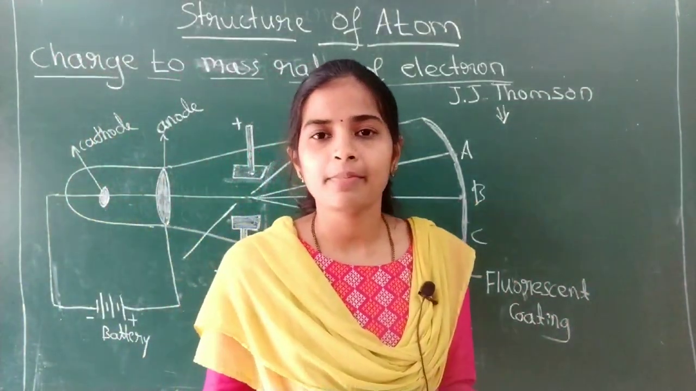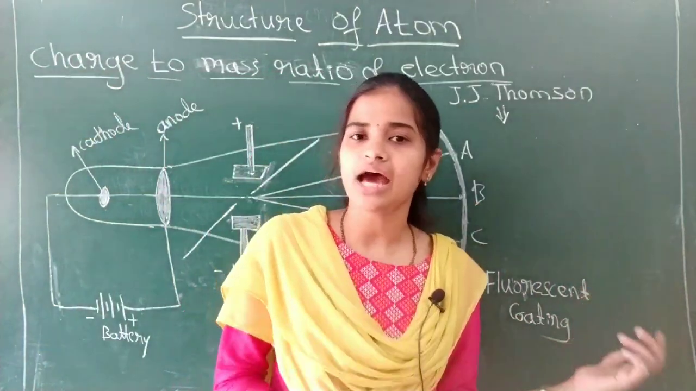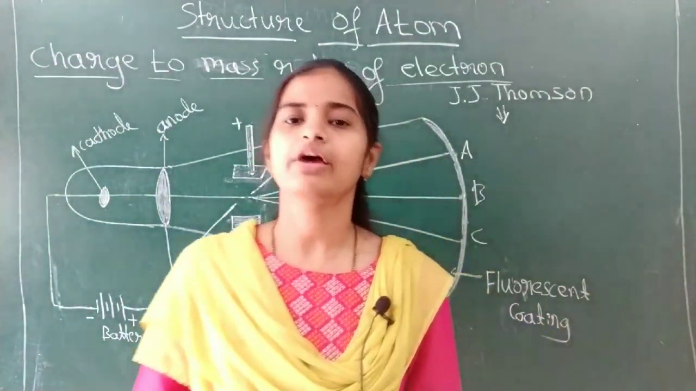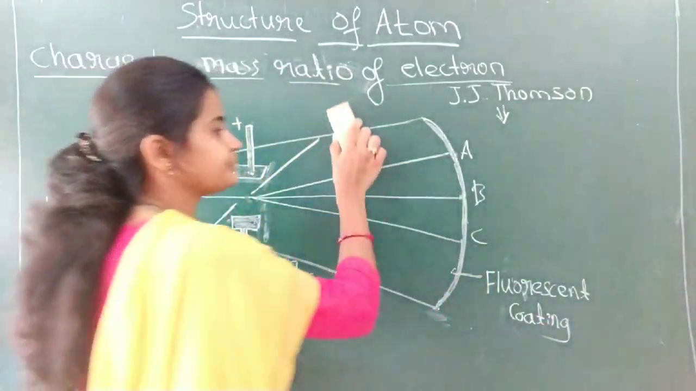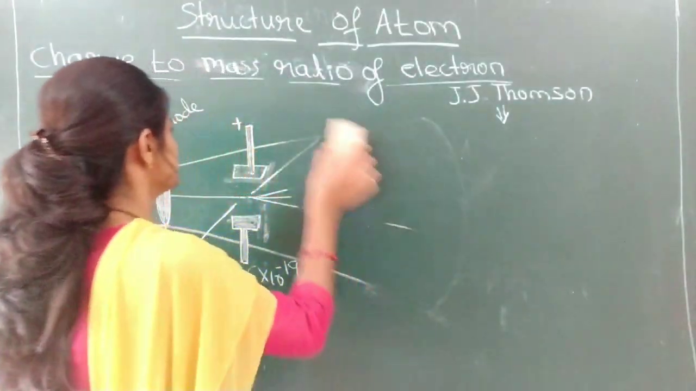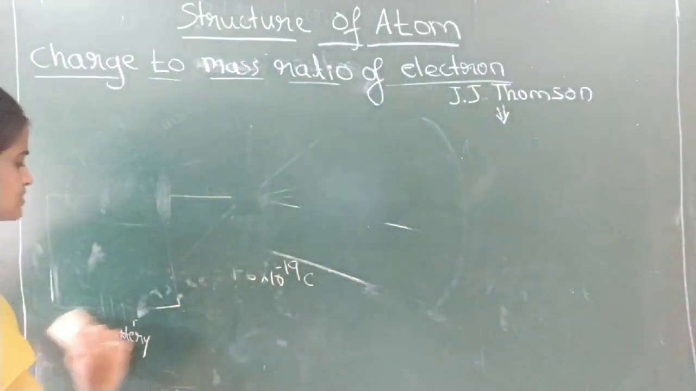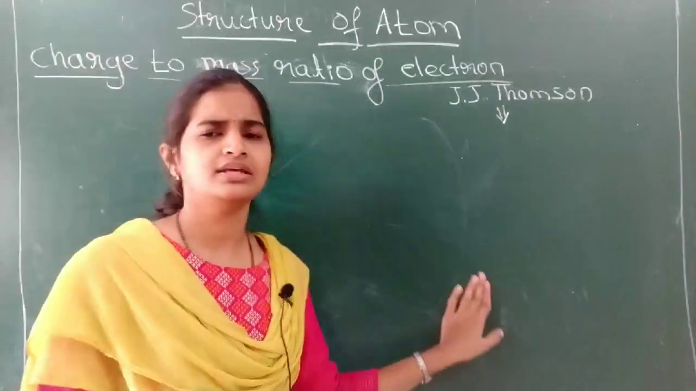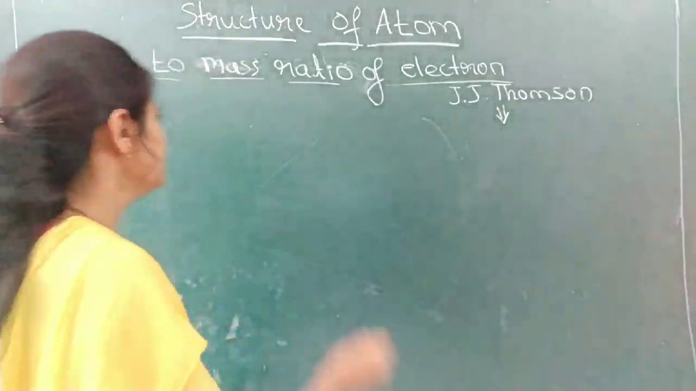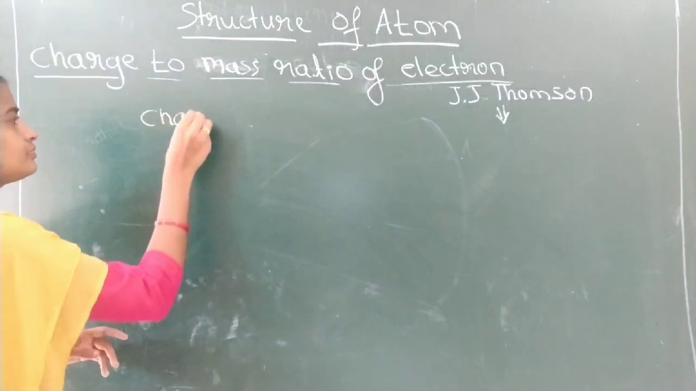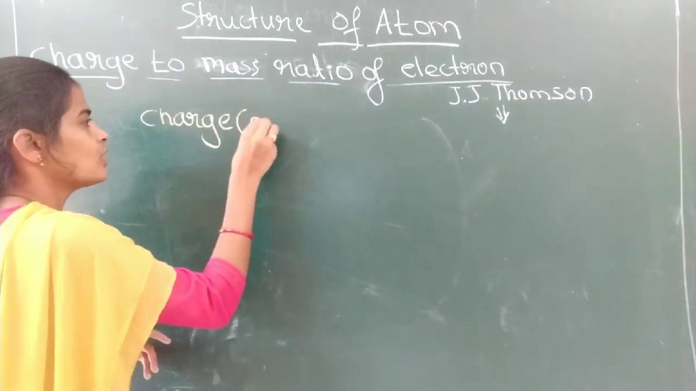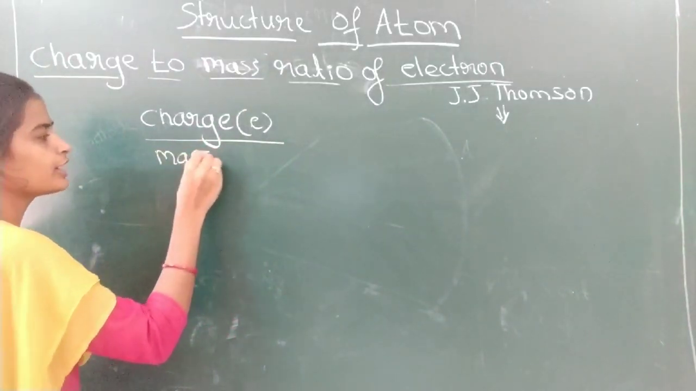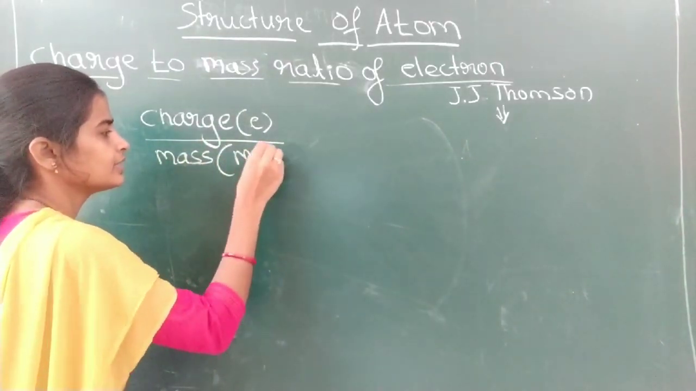They didn't even know the mass of the electron or the charge of the electron, but he was able to calculate the charge to mass ratio of an electron. With this experiment, scientist J.J. Thomson has calculated it. How those calculations are done is not in your syllabus. Finally, they have given the charge, indicated with a small e, and the mass of the electron, m e.